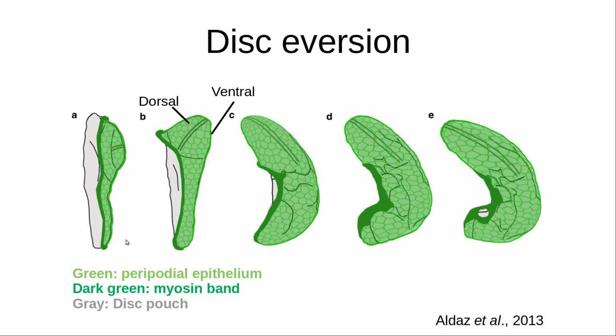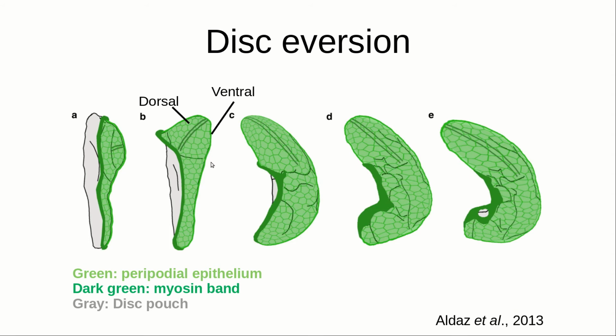So here you have the disc in a lateral view. The gray part is the proper disc, then the green part is the peripodial membrane, and the dark green is a myosin band that is in the peripodial membrane and that starts contracting. So here, as you see in figure B, this folding has already taken place through basal constriction, and therefore the dorsal and the ventral parts of the pouch are opposed to each other, and they start elongating a little bit. At the same time, this myosin band contracts.